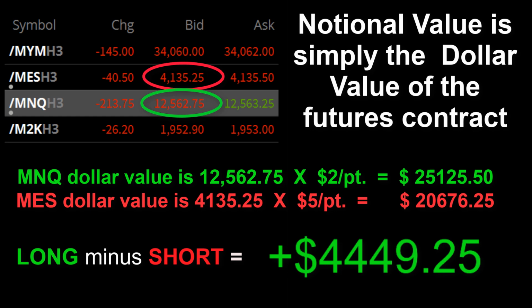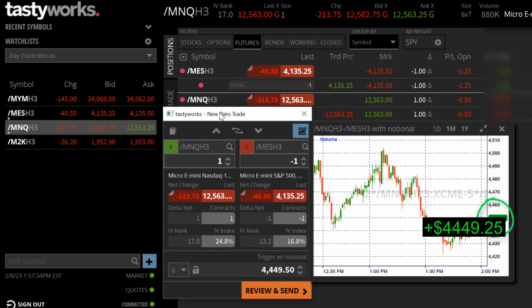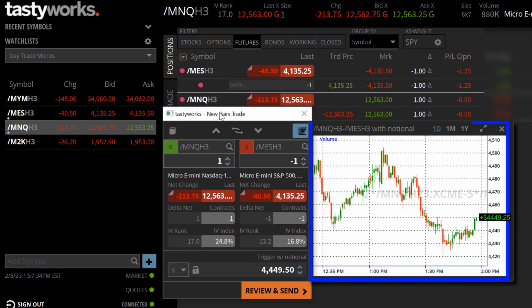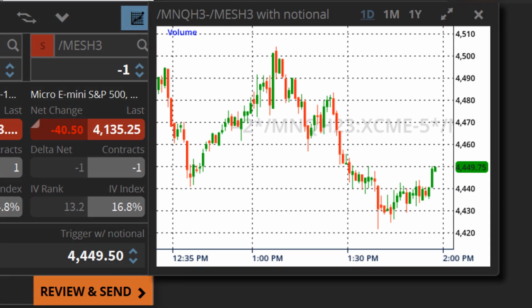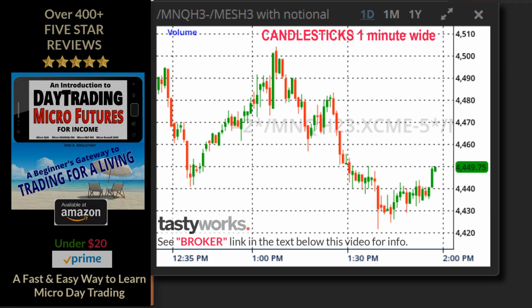So as we go back to the original page of the trade setup, we see $4,449.25 on the chart. Now I'm going to zoom into this price chart while we're trading. The pairs chart has candlesticks that are 1 minute wide because we want to take a second-to-second look at this price. Now, just to be clear, I'm looking at a still shot of the setup screen here. We'll go to the live trade in just a moment.